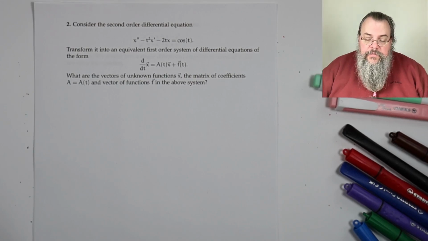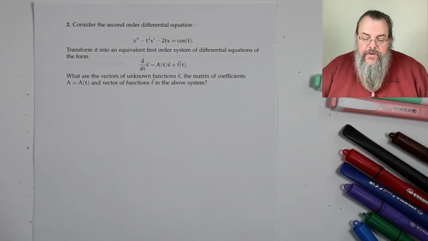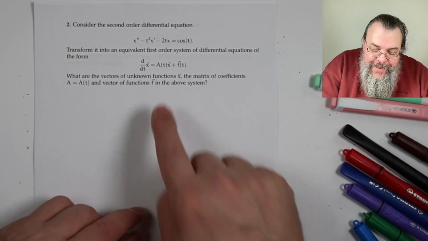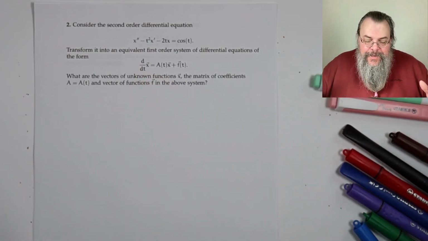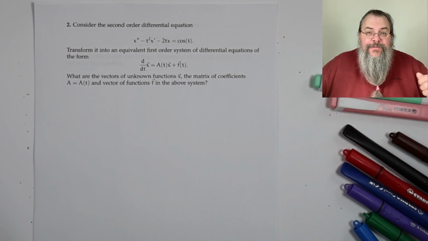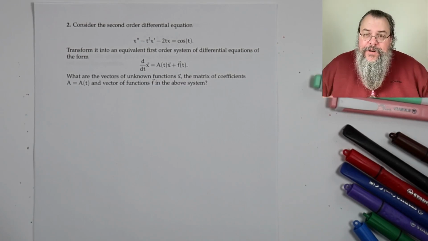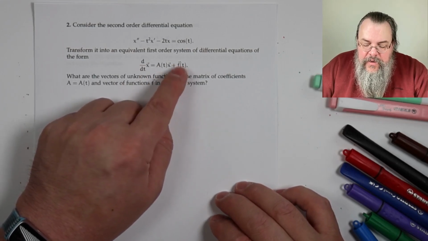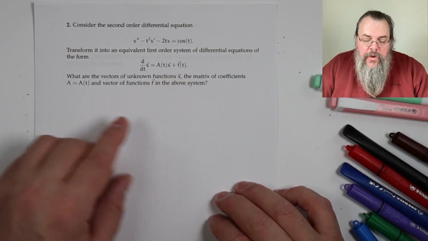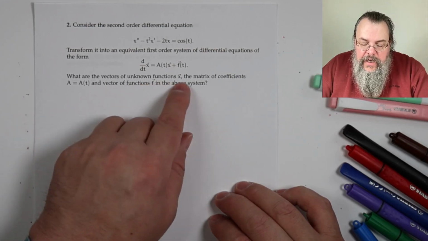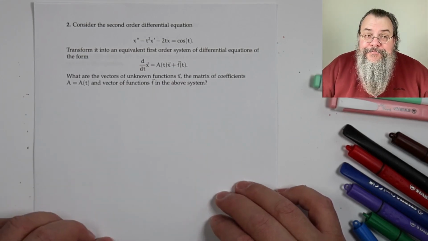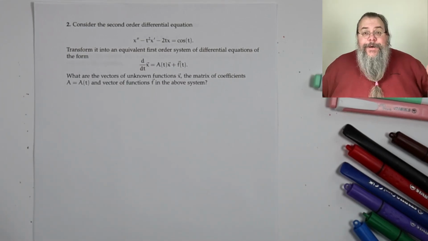Transform it into an equivalent first order system of differential equations of the form, and then we have the derivative of x. Now notice there's a little arrow on top of that. That little arrow means it's a vector. And so sometimes we use a bold x, sometimes we use x with a vector. There's different notations, but they all mean the same thing. A of t, and again that vector x plus this vector function f. What are the vectors of unknown functions x, the matrix of coefficients A, and the vector of functions f in the above system?